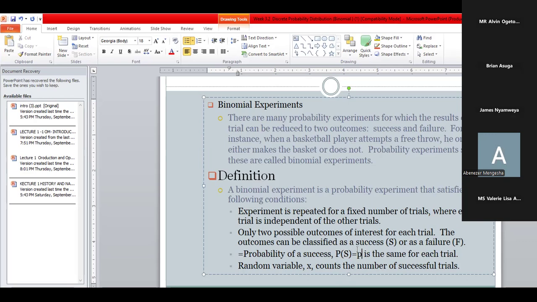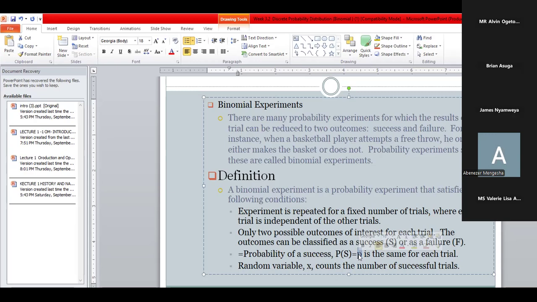And the probability of failure, P of F, instead of P of S you simply put F. The probability of failure is normally denoted by Q. So the probability of success is P, and the probability of failure is Q. Then the random variable X is the number of successful trials. So you must have the random variable X, which defines the number of successful trials.